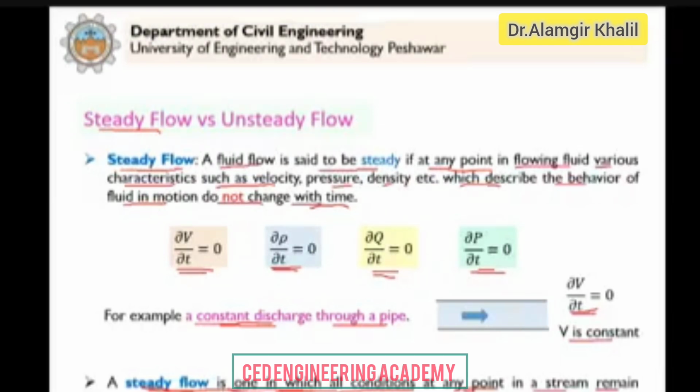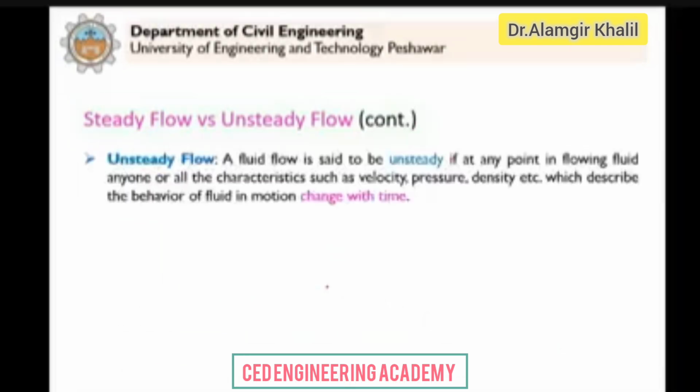So this definition is from your textbook. This is what it says, clear? So in simple words, when the flow characteristics at any point in the flow are not changing with respect to time, this is steady flow. Next we take the unsteady flow.